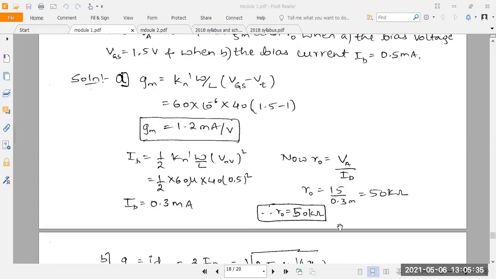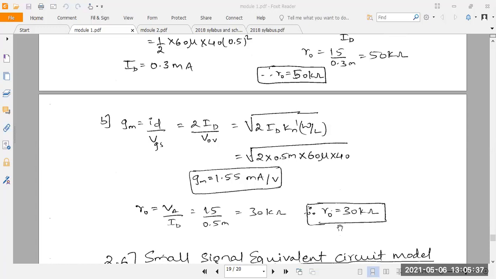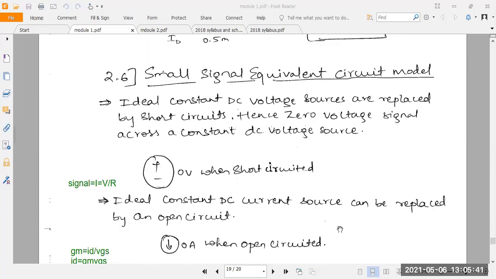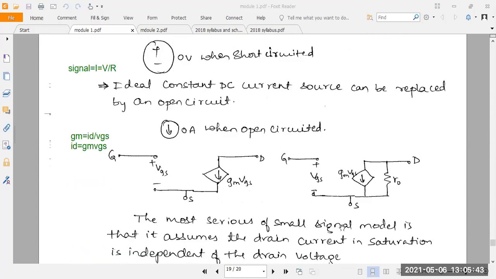Next, you take the small signal equivalent circuit model. Small signal equivalent model means here we have to write the equivalent circuit, the main thing being to make the analysis easier. Understood?